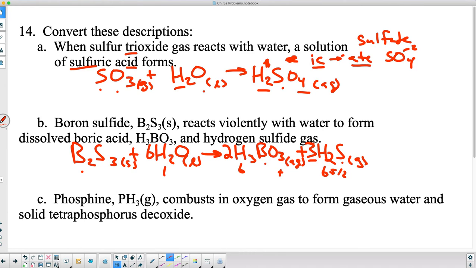That gives me 6 oxygens, and 2 times 3, I'm going to get rid of all of this business here so that this looks nice. There we go. 2 times 3 gives me 6 oxygens. So that actually balances now. So that's B2S3 plus 6H2O yields 2H3BO3 plus 3H2S. That's it.